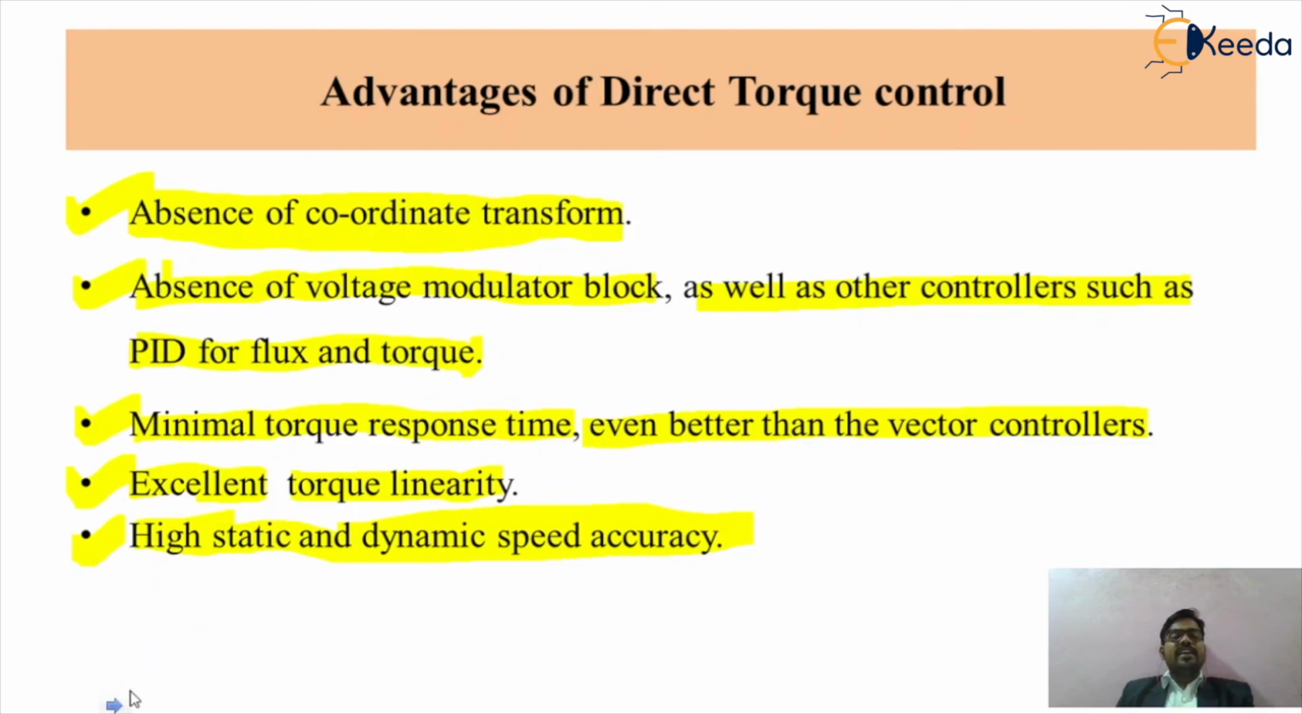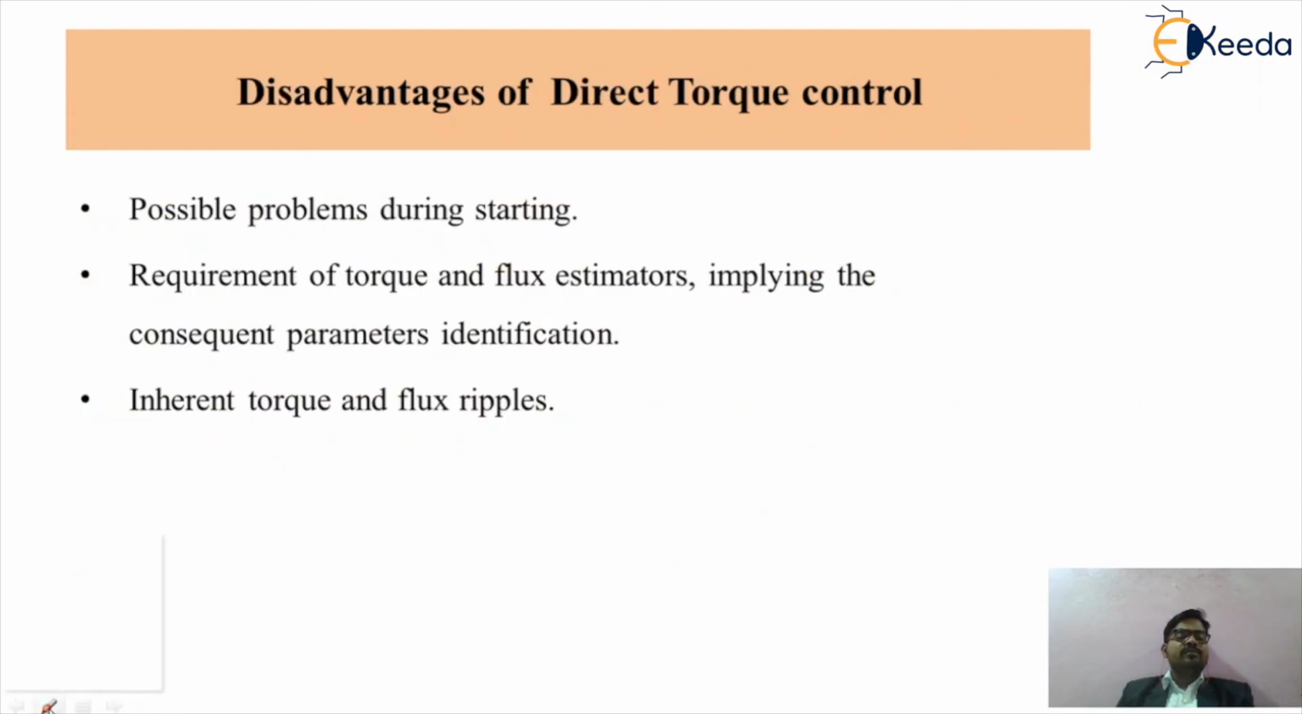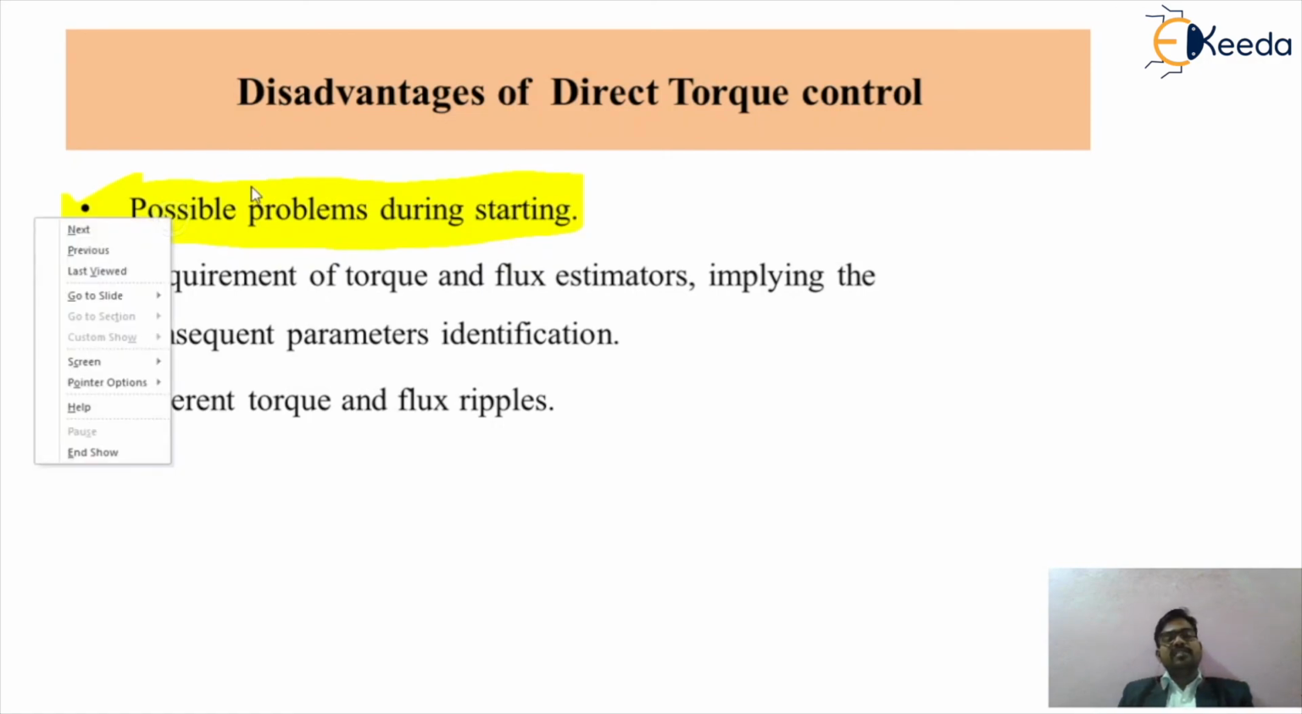After understanding the different advantages, now we move towards the disadvantages of the direct torque control scheme. The first disadvantage is that it creates a problem during starting, because at the time of starting the induction motor we cannot get the maximum starting torque. Suppose we are using a slip ring induction motor, then the starting torque should be very high. So at the time of starting some problems occur. That is the first disadvantage.